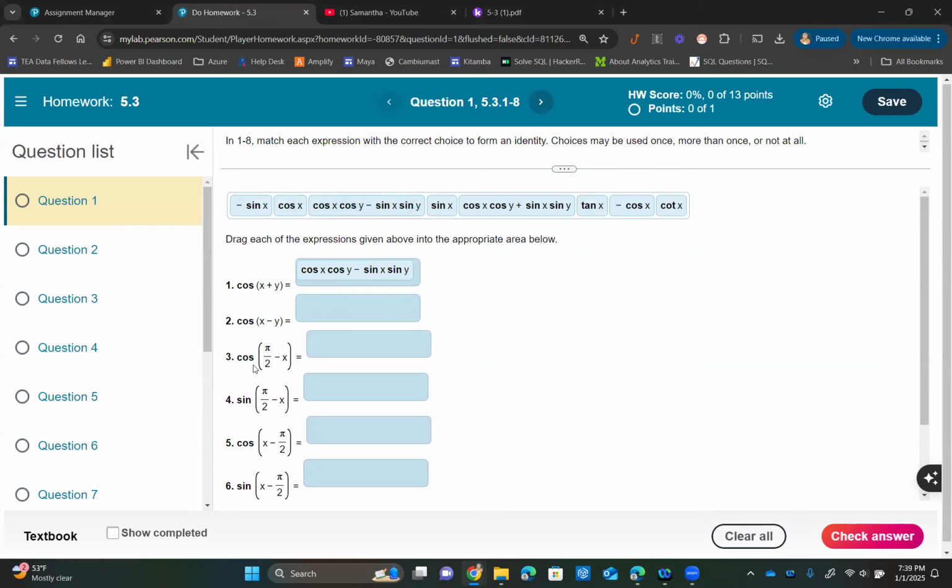And then this one, again, this second question is exactly the same, but the sign changes from minus to a plus. So this is what I'm going to need for question 2.